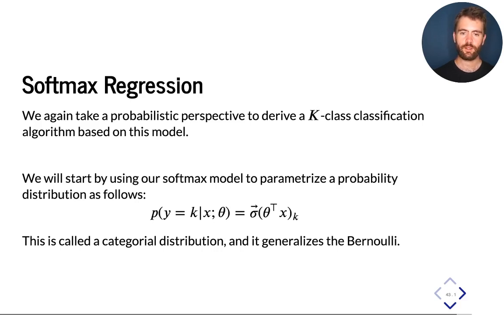In the Bernoulli distribution, the variable in question can take one of two possible values, and in a categorical distribution, it can take a number of k possible values, and we're parameterizing each of these by this expression here. So now this defines a probabilistic model over the k possible values that y can take.